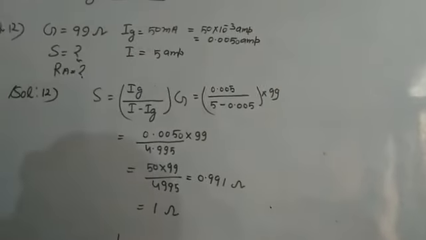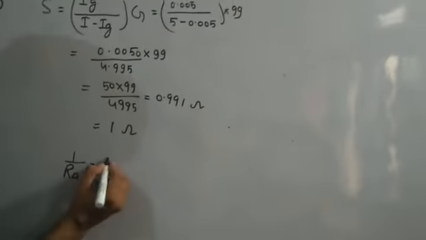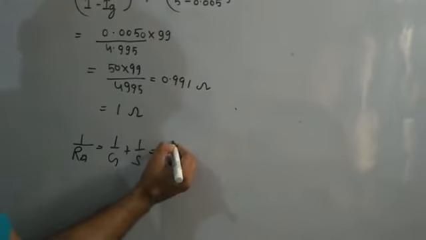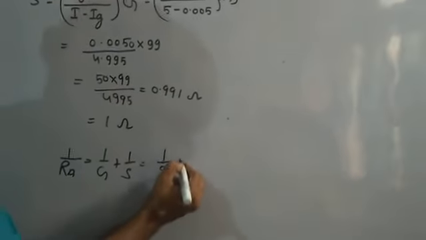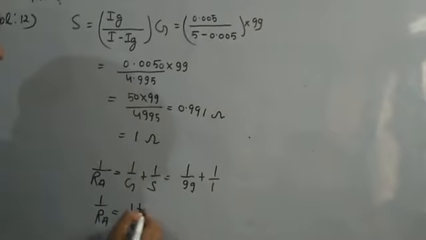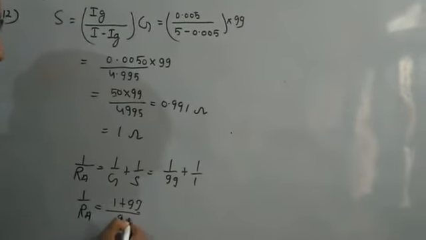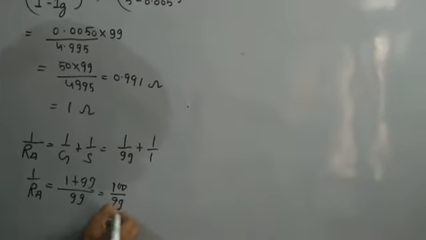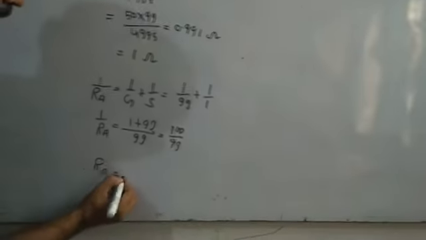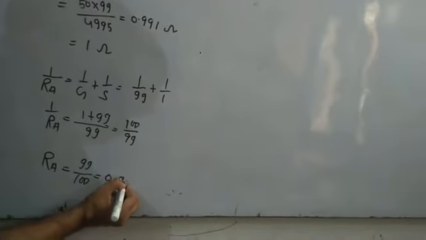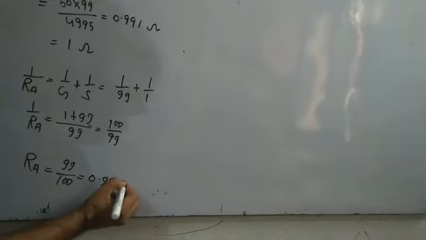Now the resistance of the ammeter: 1 by Ra equals 1 by G plus 1 by S, that is 1 by 99 plus 1 by 1. So 1 by Ra equals 100 upon 99, or Ra equals 99 by 100, that is 0.99 ohm.